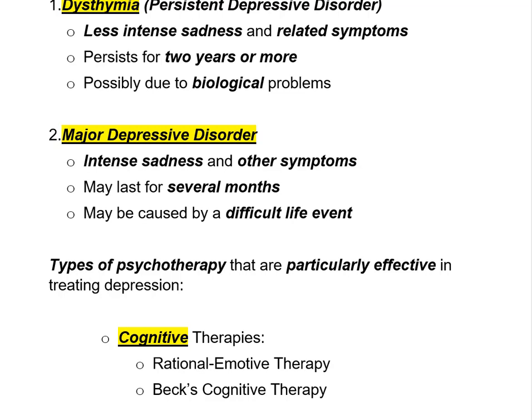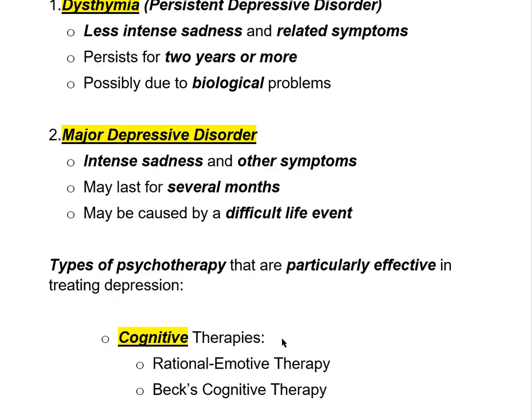The differences tend not to be big, but anytime there is a difference, I want to talk about it when I'm lecturing on that psychological disorder. In talking about depression, whether it's dysthymia or major depressive disorder, meta-analyses indicate that a form of psychotherapy that tends to be particularly effective in treating depression are the cognitive therapies. And yes, this is a family of therapies. There's more than one. One example of cognitive therapy is rational emotive therapy. Another is Beck's cognitive therapy.